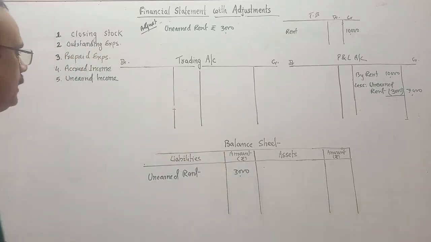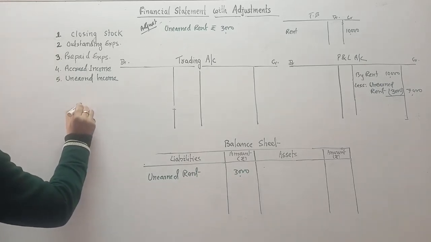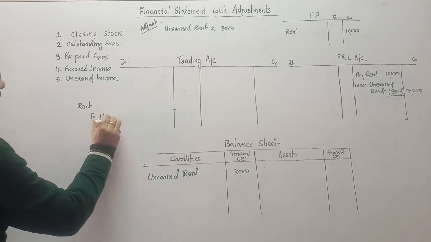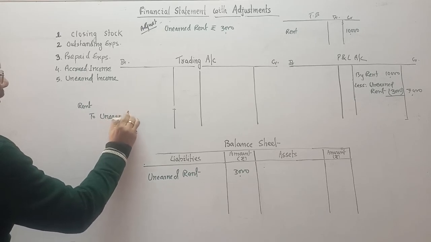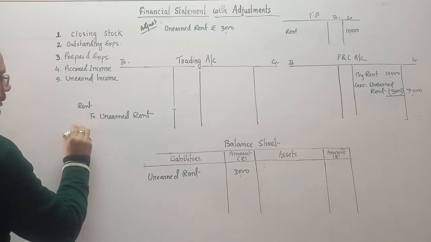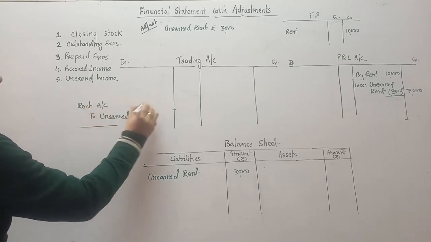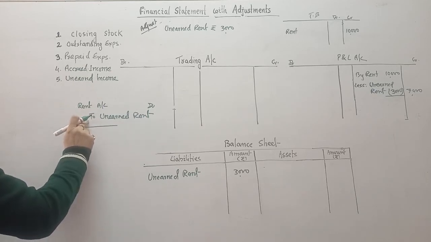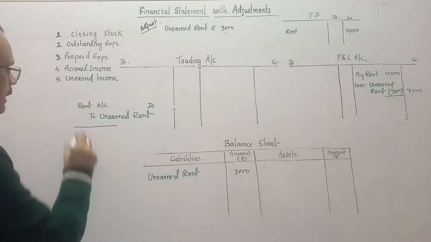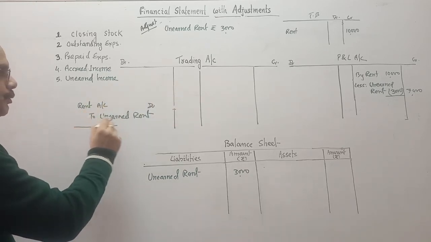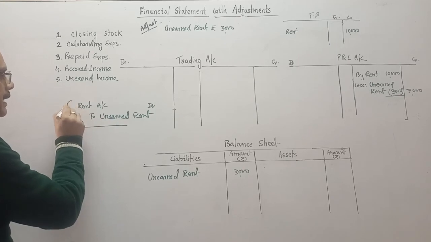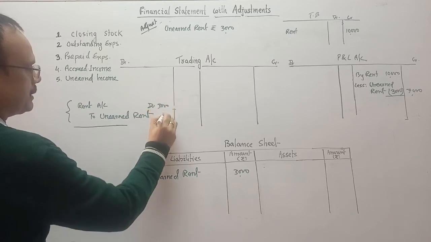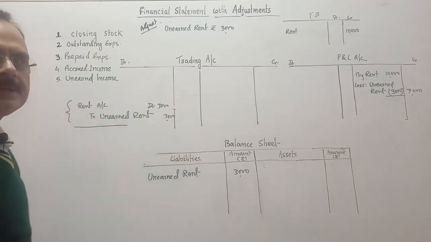It's a current liability. The entry will be rent account debit to unearned rent. This will be the entry: rent account debit to unearned rent. It means unearned income account will be credited and income account will be debited. So rent is the income that will be debited by us, to unearned rent will be credited in the adjustment entry. The amount will be 3,000. This is the adjusting entry. Is it clear?